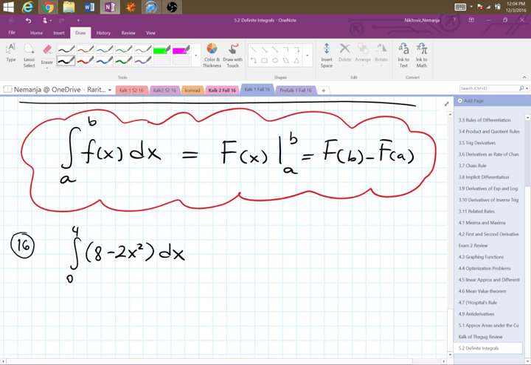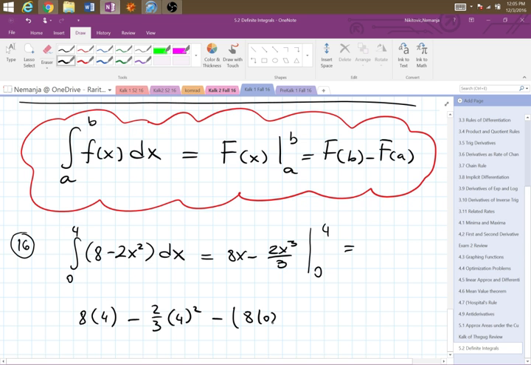Let's take a look at this together. So we have 8x minus 2x cubed over 3, computed from 0 to 4. We are going to plug in 4 first. And then subtract 0. All of these will go to 0.